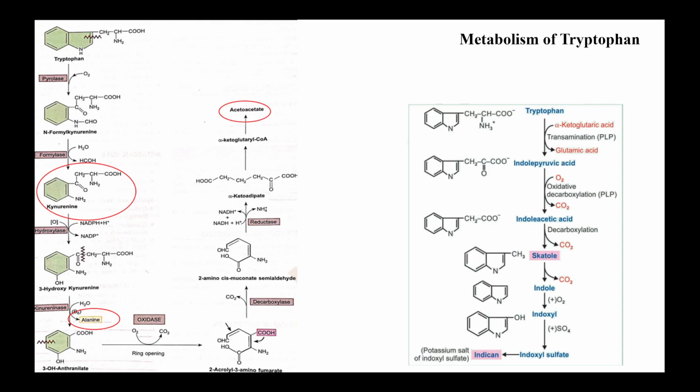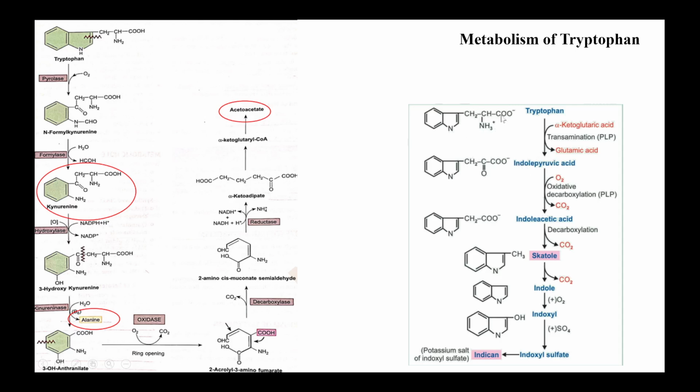Other than that, tryptophan gets converted into indole. How? You know that tryptophan carries this indole group, right? So this indole group can be released from the tryptophan. Tryptophan can get converted into indole pyruvic acid by a transaminase reaction. Tryptophan can give its amino group to alpha ketoglutaric acid, so alpha ketoglutaric acid will become glutamic acid and tryptophan will become indole pyruvic acid.